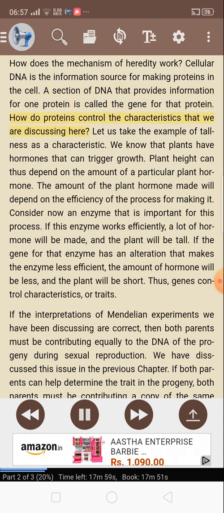How do proteins control the characteristics that we are discussing here? Let us take the example of tallness as a characteristic. We know that plants have hormones that can trigger growth. Plant height can thus depend on the amount of a particular plant hormone. The amount of the plant hormone made will depend on the efficiency of the process for making it.